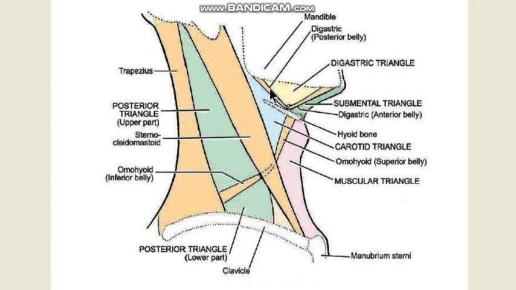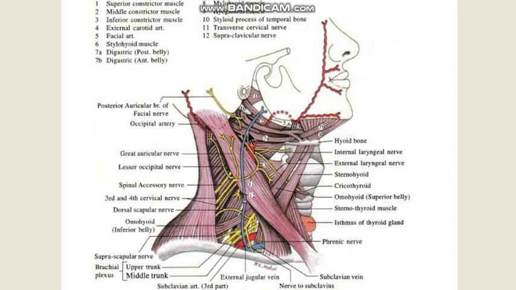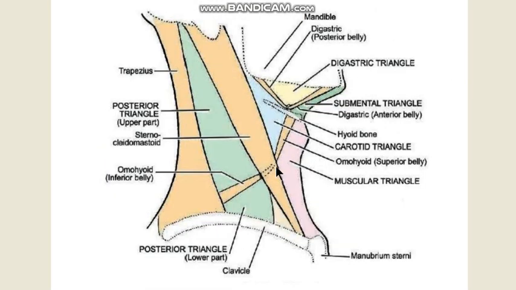So the boundaries of the carotid triangle: above and in front is the posterior belly of the digastric, and along with the posterior belly of the digastric you have another muscle, the stylohyoid. In front and below you have the superior belly of the omohyoid, and behind you have the anterior border of the sternocleidomastoid. So between the posterior belly of digastric, superior belly of omohyoid, and anterior border of the sternocleidomastoid, this here is the carotid triangle.